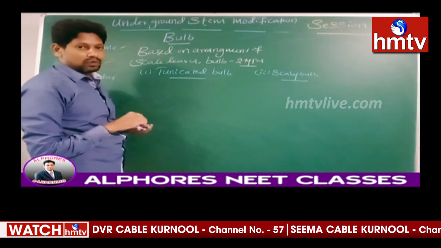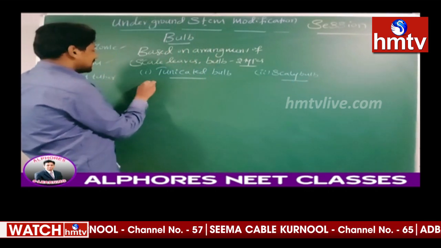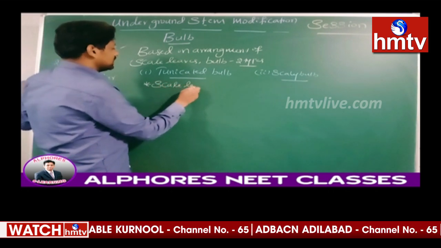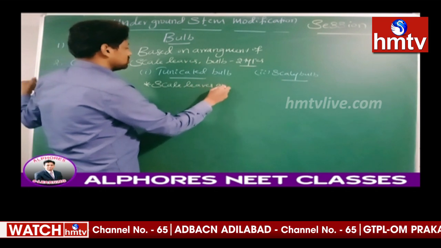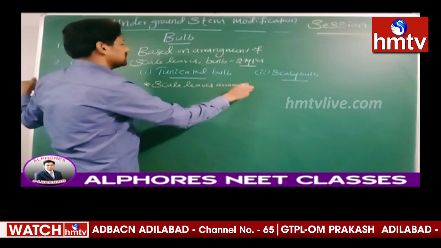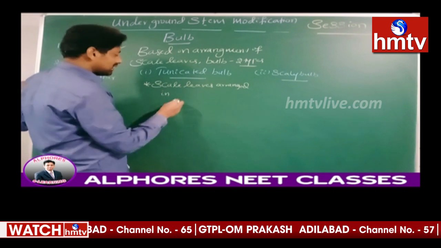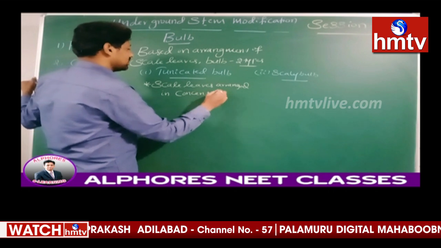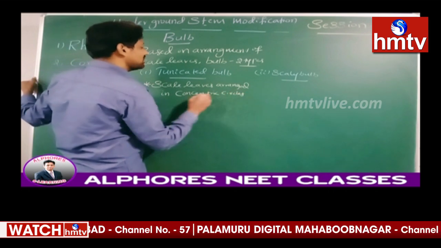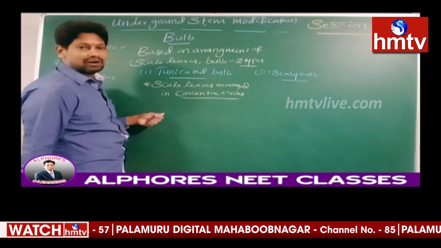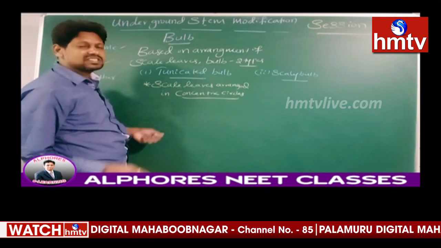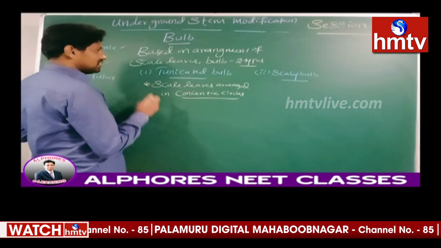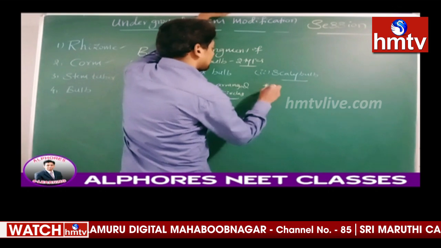Go for the first one. What is a tunicated bulb? Sir, scale leaves are arranged in concentric circles. Scale leaves arranged in which manner, sir? Concentric circles. Concentric circles means all circles having the same center. Yes or no? Therefore, scale leaves are arranged in concentric circles. Whereas in a scaly bulb, scale leaves are arranged loosely.